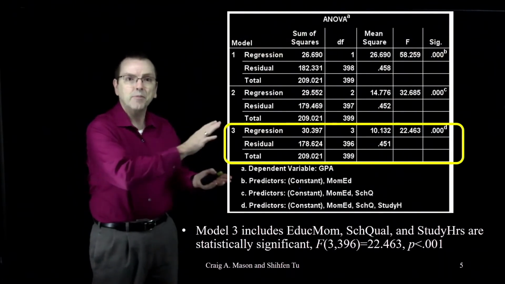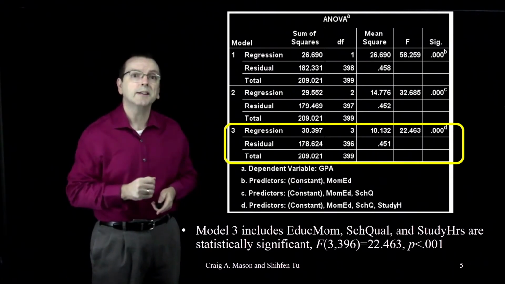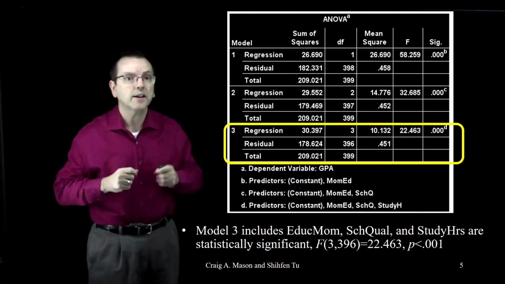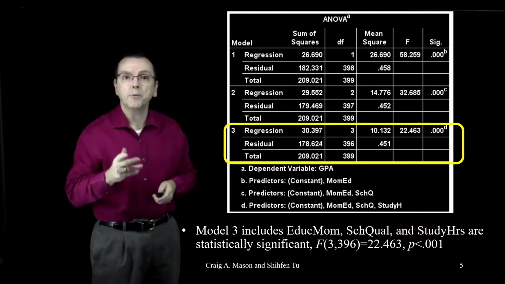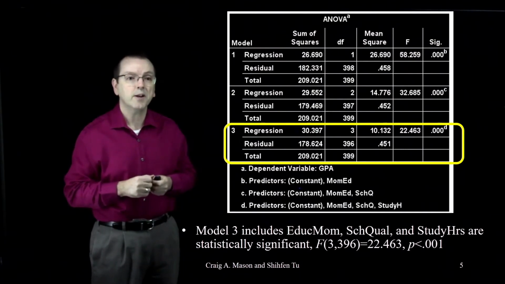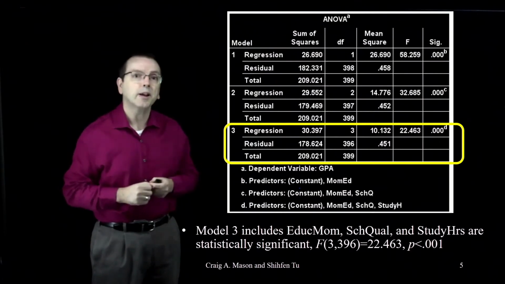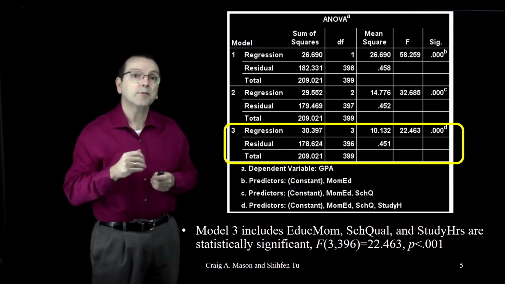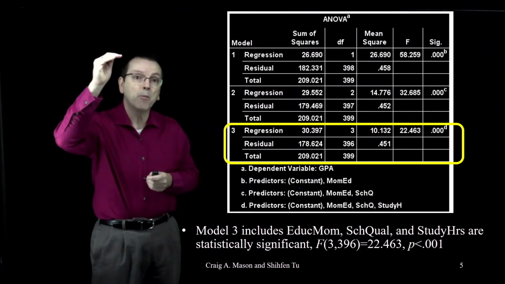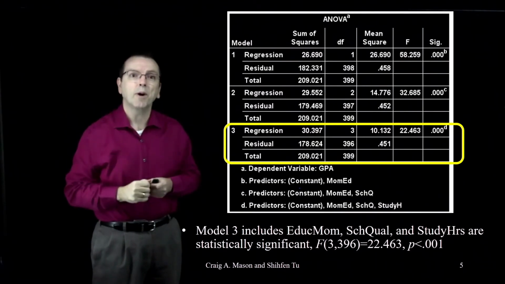Okay? So, here's our ANOVA table, and in it we see that mother's education, school quality, and study hours as a set has a statistically significant effect on grades, with an F with 3 and 396 degrees of freedom equal to 22.463 and a p-value less than 0.001. Notice again that as we added a predictor, the degrees of freedom regression increased by 1 and the degrees of freedom for the residual decreased by 1.